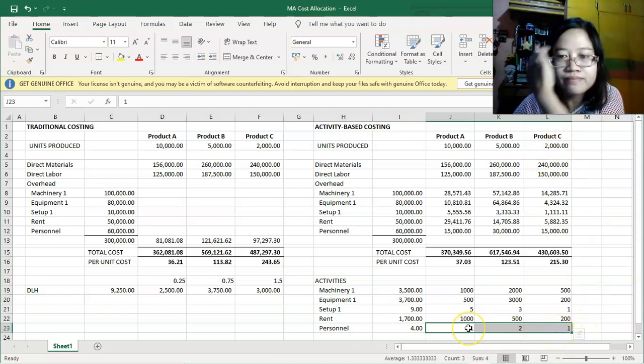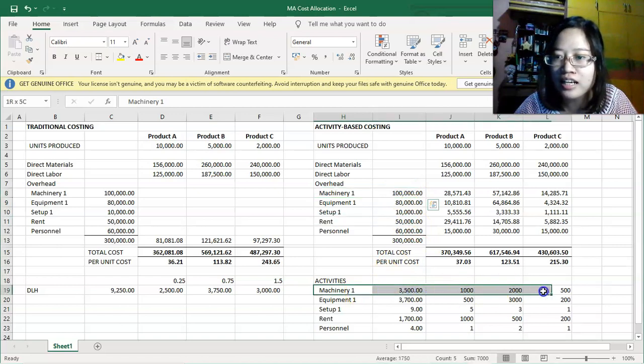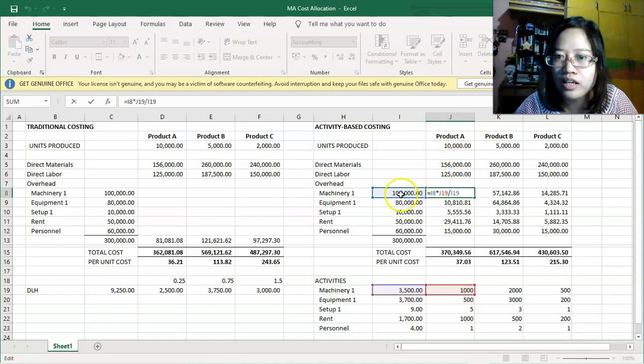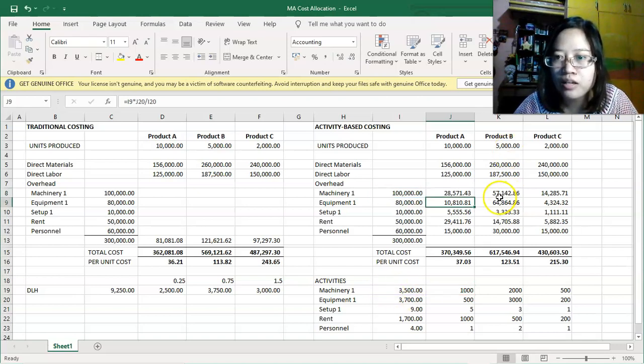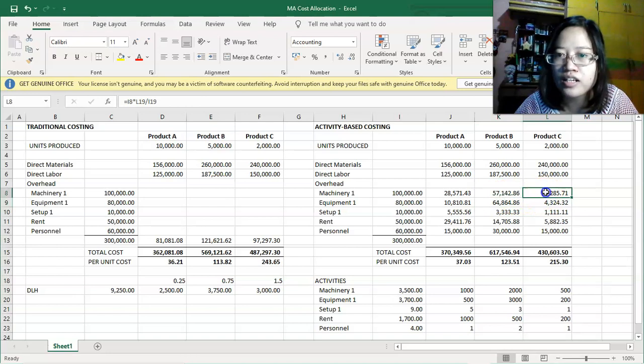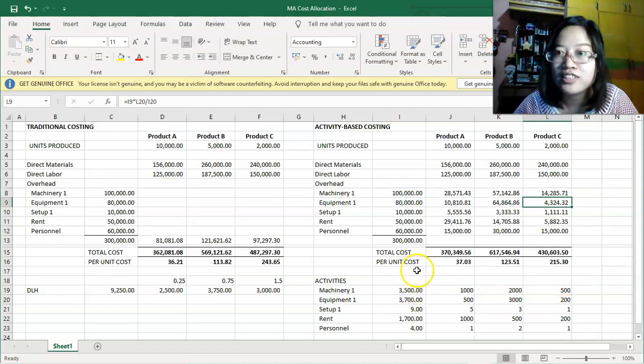So, when you allocate the overhead, the individual overhead cost, of course, you allocate it based on its relevant cost driver. Okay? So, for machinery 1, at 100,000, you allocate it using this. For product A, 100,000 times 1,000 divided by 3,500. Product B, 100,000 times 2,000 divided by 3,500, for a total of 57,000. Product C, same process, 100,000 times 500 divided by the total machinery hours, 3,500. So, that's the process.